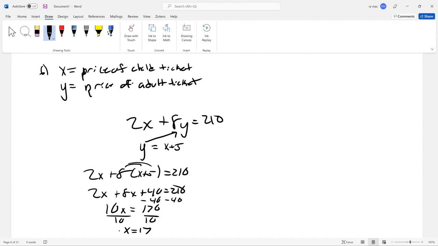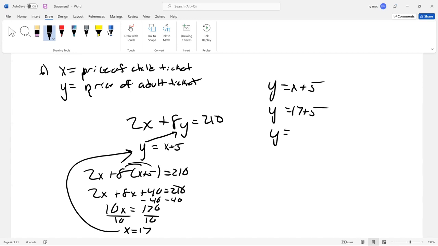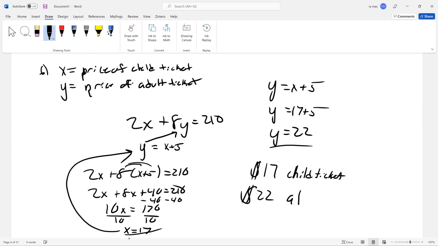Then I'm going to plug into my second equation. It's probably the easier one. So y equals x plus 5. So y equals 17 plus 5. So y equals 22. So what do these values mean? Well, we'll go back to what we assigned them. My x is the price of the child's ticket. My y is the price of the adult. So it's $17 for a child ticket and 22 for adult.